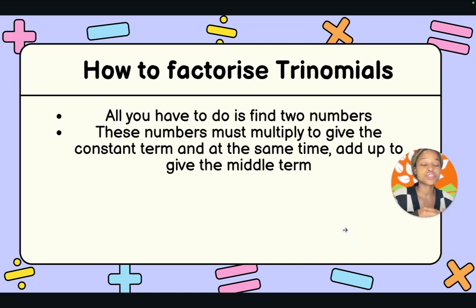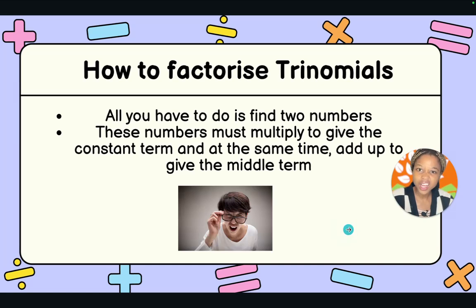In order to factorize trinomials, all you have to do is find two numbers, and these numbers must multiply to give you the constant term. Remember, that's the third term, the single number without a variable. And at the same time, those two numbers have to add up to give you the middle term. Now you're probably thinking, huh? What did you just say? Okay, but let's get into it.